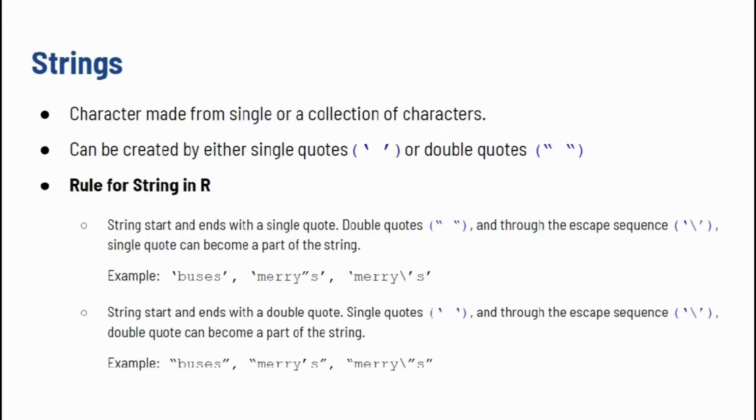The string that starts with a double quote needs to end with a double quote. However, you can put single quotes, and through the escape sequence, a double quote can also become a part of the string. For example, "buses", "marries", and "marry\"s", written in double quotes, are also valid strings in R. Let's move to RStudio and have a look at how we can declare strings.